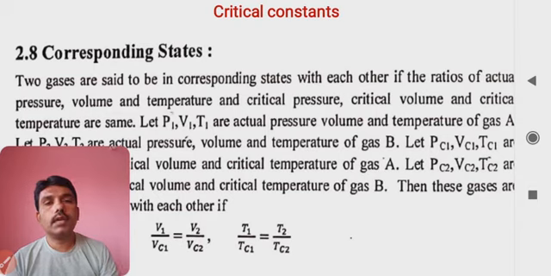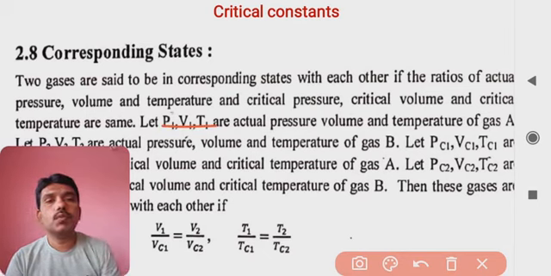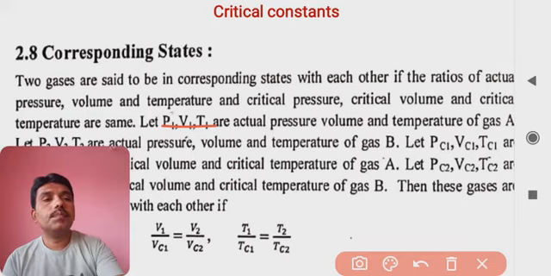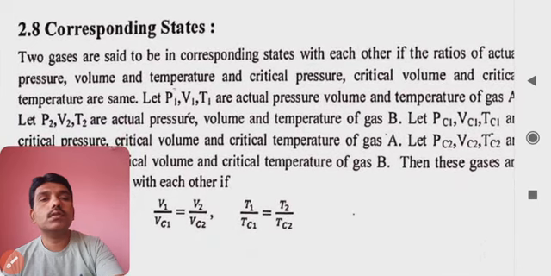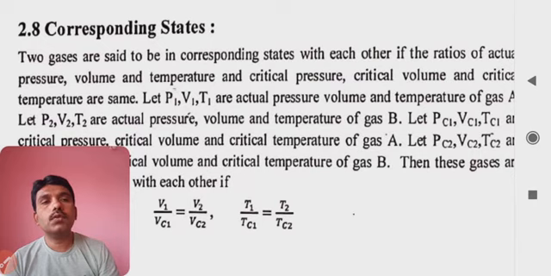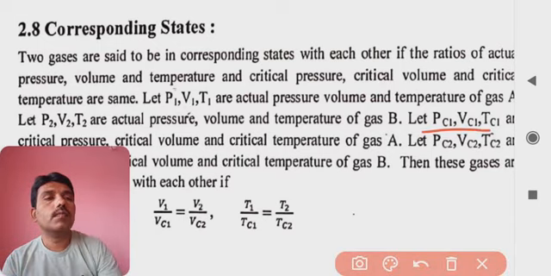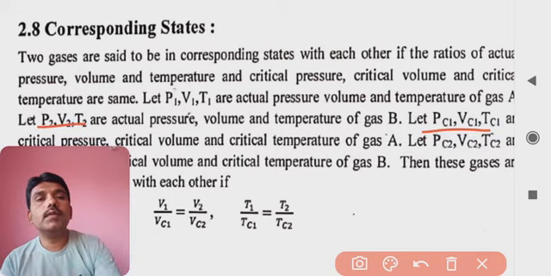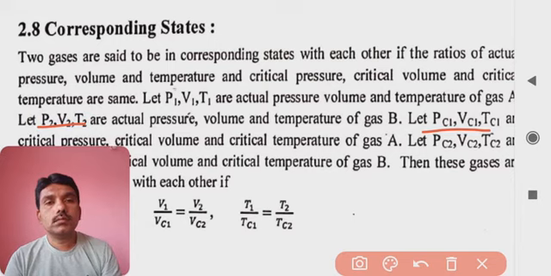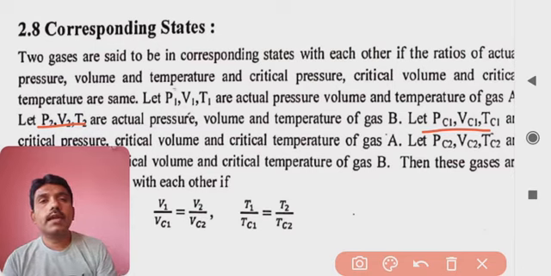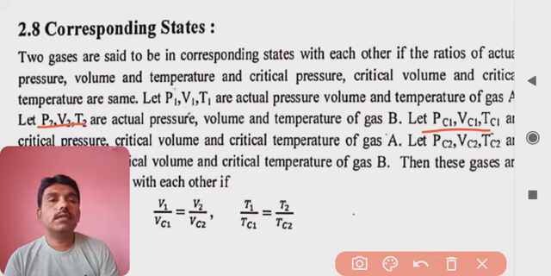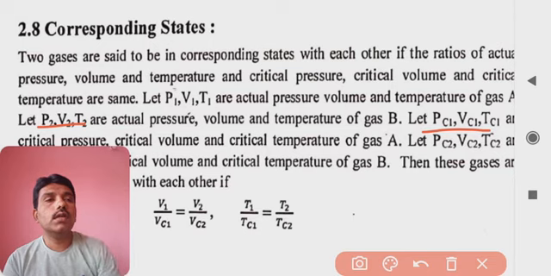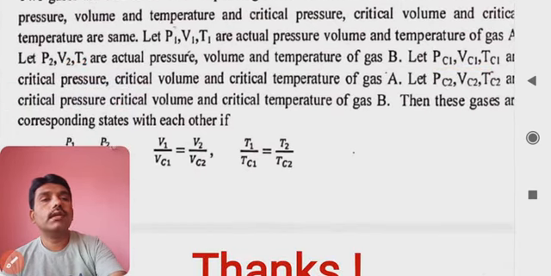The ratio is the same for both gases, say gas A and gas B. Let us consider that P1, V1, T1 are the actual pressure, volume and temperature of gas A. Similarly, PC1, VC1, TC1 are the critical pressure, critical volume and critical temperature of gas A, and P2, V2, T2 are the actual pressure, volume and temperature of gas B, and PC2, VC2 and TC2 are the critical pressure, critical volume and critical temperature of gas B. When these ratios are constant, it is called corresponding states of each other.